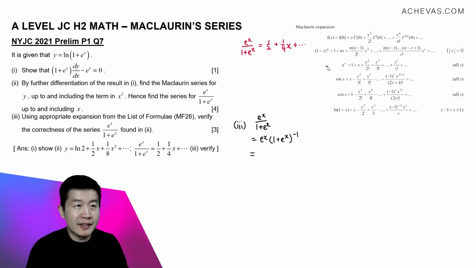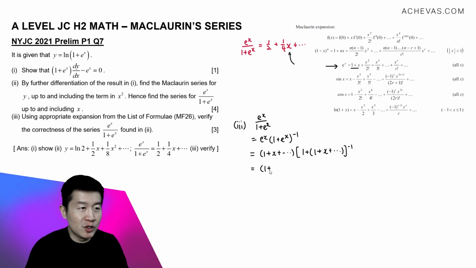So for e to the power of x, I'm going to make use of this. Since the question says we are supposed to verify what we have from the previous part, we're interested in only up to the x term. So for e to the power of x, I'm going to just write down the first two terms, so this is going to be 1 plus x, and for the rest, I'm going to just leave it as dot dot dot. As for this e to the power of x, I am also going to re-express it into a form like this. So we have 1 plus x plus dot dot dot, and this is going to be to the power of minus 1.